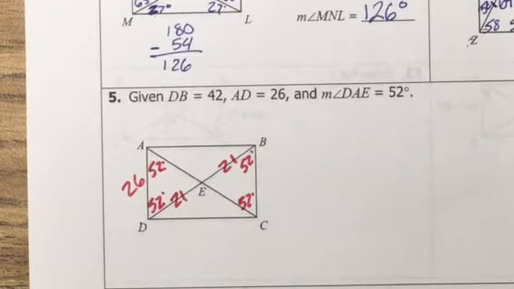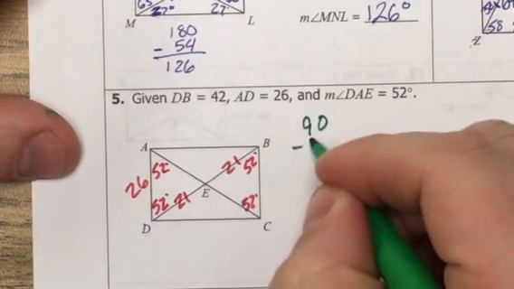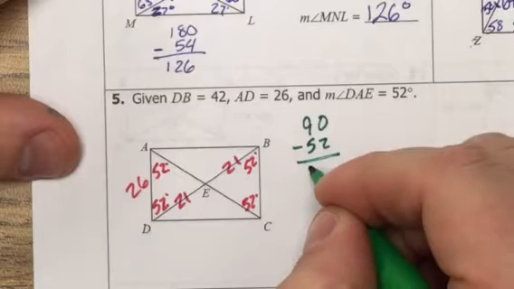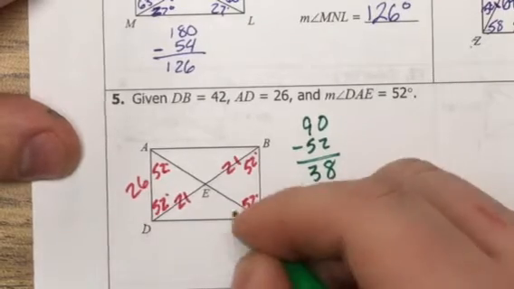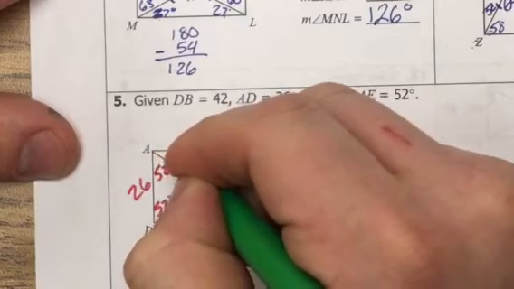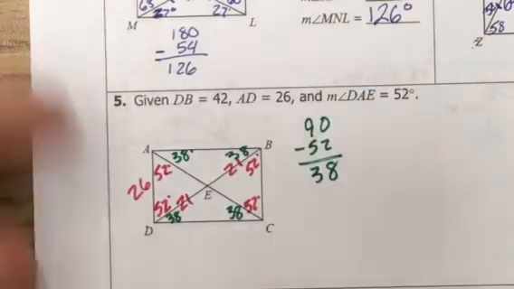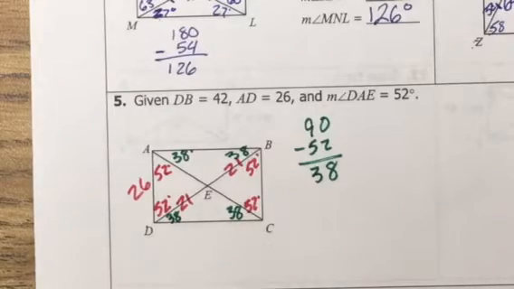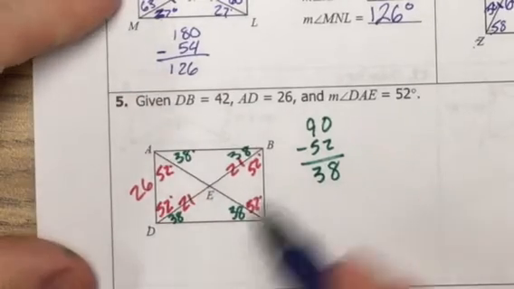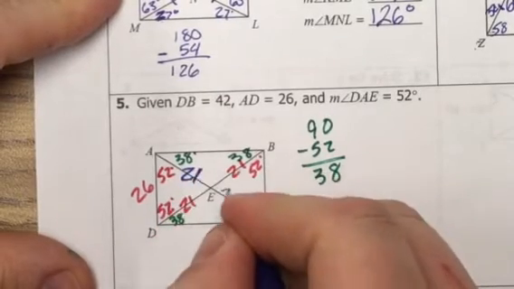Okay? The next step for me, I'm going to say that all my angles add up to 90. So minus the 52 degrees is going to tell me that each angle is 38. Those missing pieces are 38 degrees, each of them. Okay. By rule, we know that our diagonals are congruent and bisect. So if this is 21 and 21, I could write 21 here, and I could write 21 here.